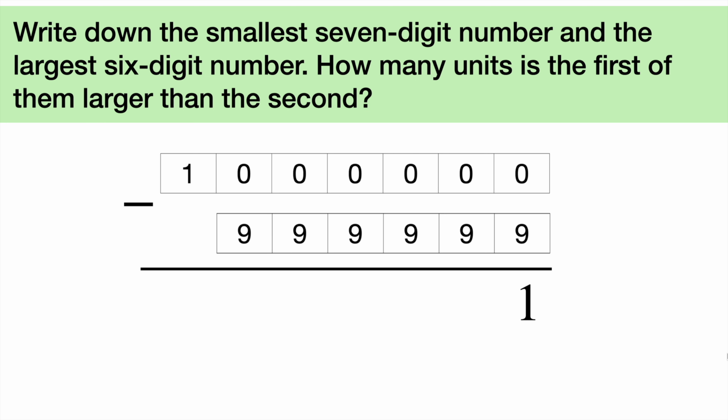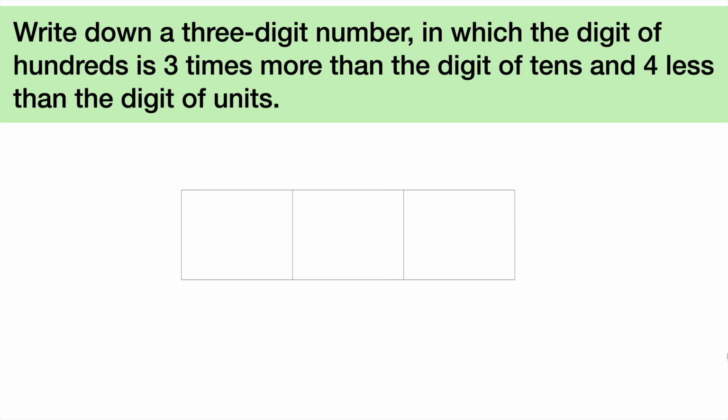In the next task, you need to write down a 3-digit number in which the digit of hundreds is 3 times more than the digit of tens and 4 less than the digit of ones. There are several ways to solve the problem, but most importantly, they all lead us to the same answer. Let us denote hundreds by the number a.